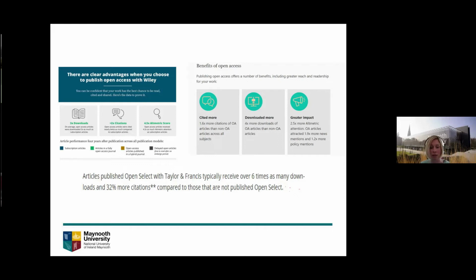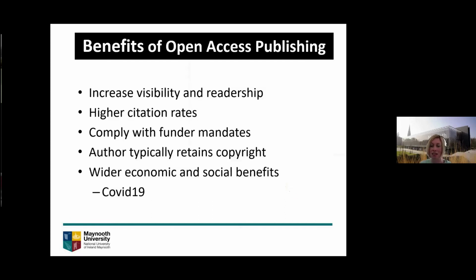And Taylor and Francis states something similar, that articles published open access with them have received 6 times as many downloads. I think we can safely say, if these big publishers are saying that open access publishing is making such an impact, in reality it's probably even more of an impact on the visibility and use of your research. So open access publishing works, basically. But even beyond the increase in visibility and higher citation rates, an increasing number of authors are required to publish open access by their funders, by their institution, or by their employers, because this push is happening. And also, as I mentioned before, when publishing open access, you will usually get the choice of a Creative Commons license.